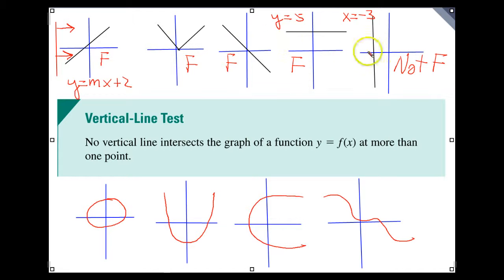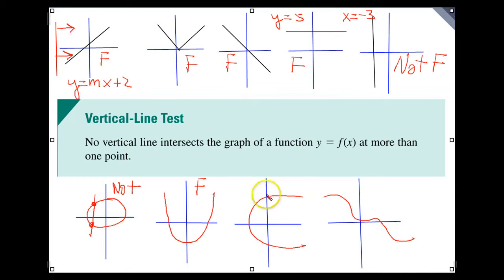Okay, so some good notes would be useful. All right, our vertical line still. Is this a function? And the answer is no, because it intersects there and there. So this is not a function. How about your typical parabola? Does it pass the vertical line test? And the answer is yes, so this is a function.